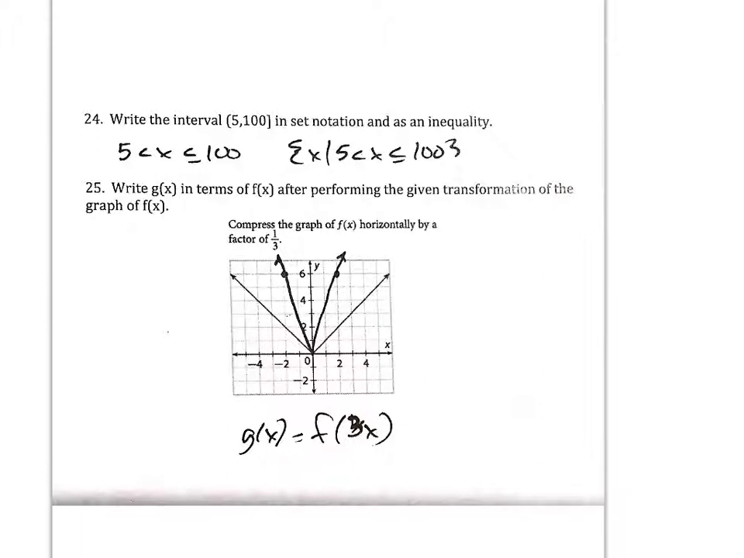I don't know what it's going to be tomorrow. This time it said compress it horizontally. When you compress something horizontally, you're squishing it together, which is making your V become steeper, as you can see on the graph.